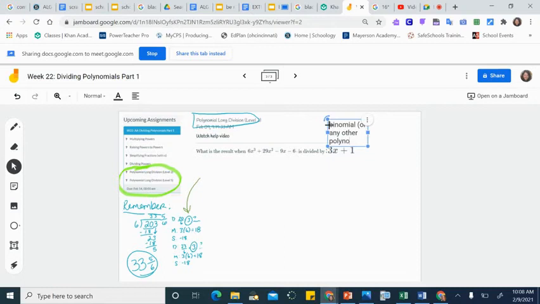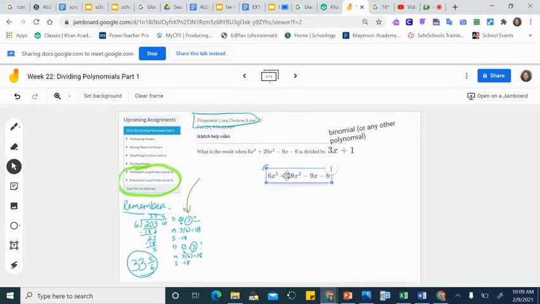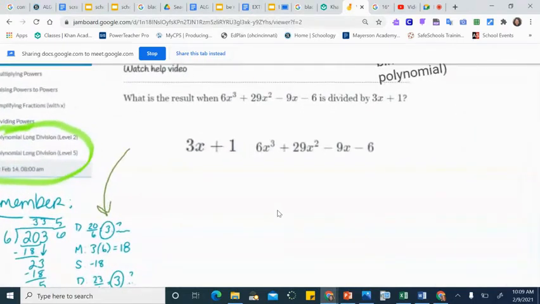Anything that has more than one term, we have to use something like long division. Because we're dividing by something bigger than just a monomial, we have to do a little bit more work. I'm taking this big old long thing, or as more precise people say, this polynomial, and dividing it by 3x plus 1.